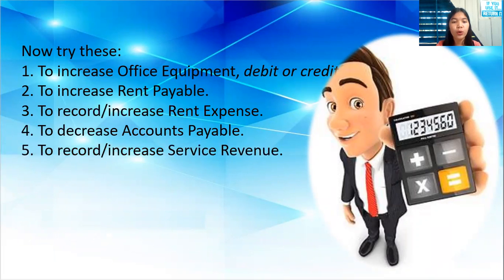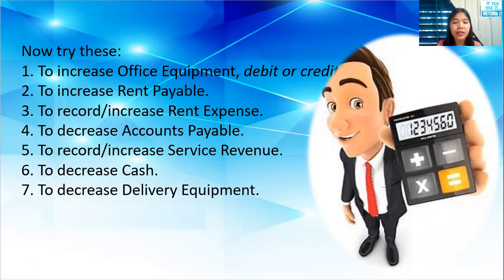Next one is to record or increase service revenue. You are going to increase your service revenue. Where is the normal balance of service revenue? On the credit side. We are going to increase that one, so you need to credit it. But if you will decrease that one, you need to debit it. Understood? Okay. Next one is to decrease cash. The normal balance of cash is on debit side. But the question here is you are going to decrease cash. Then it means that you need to credit the amount.